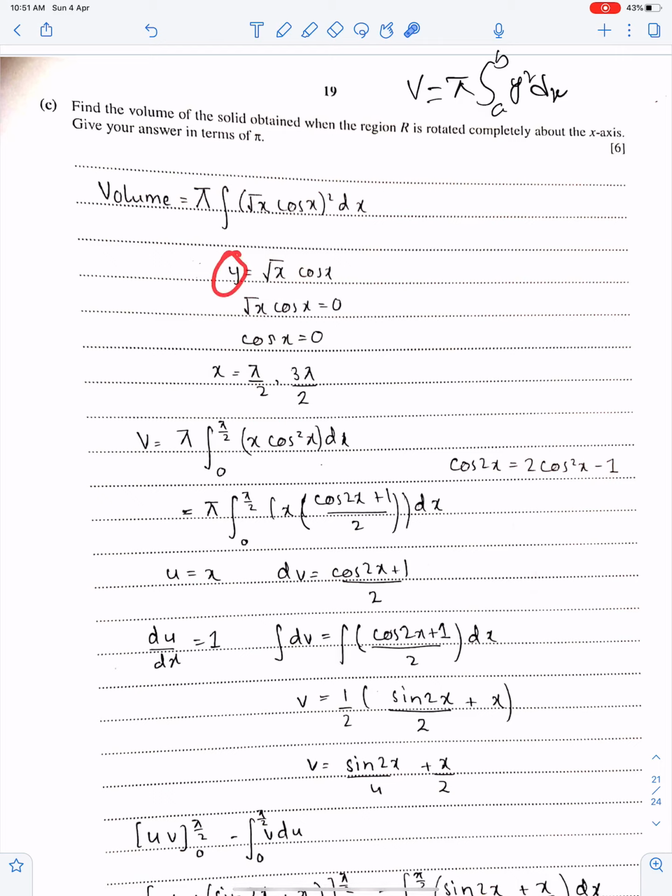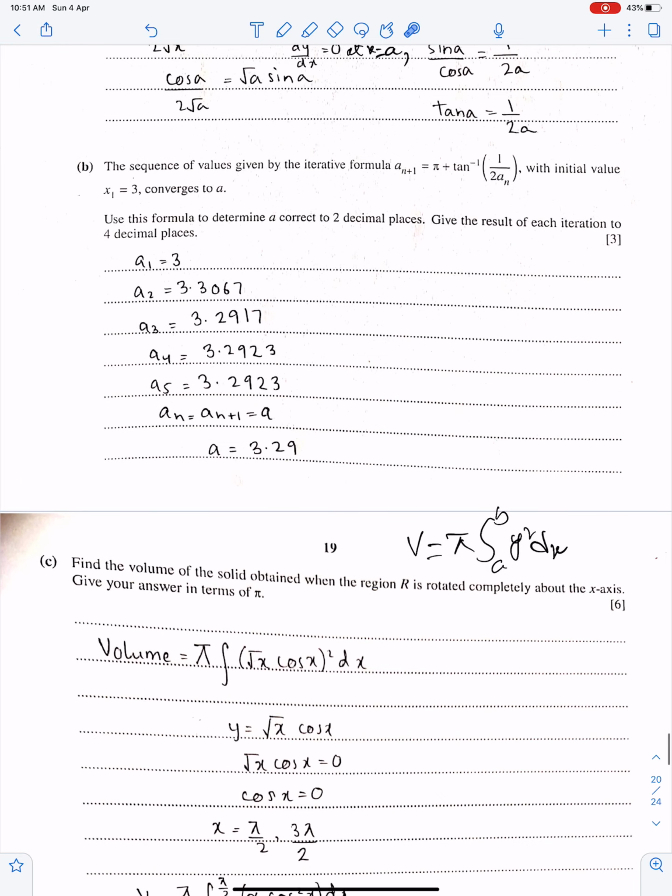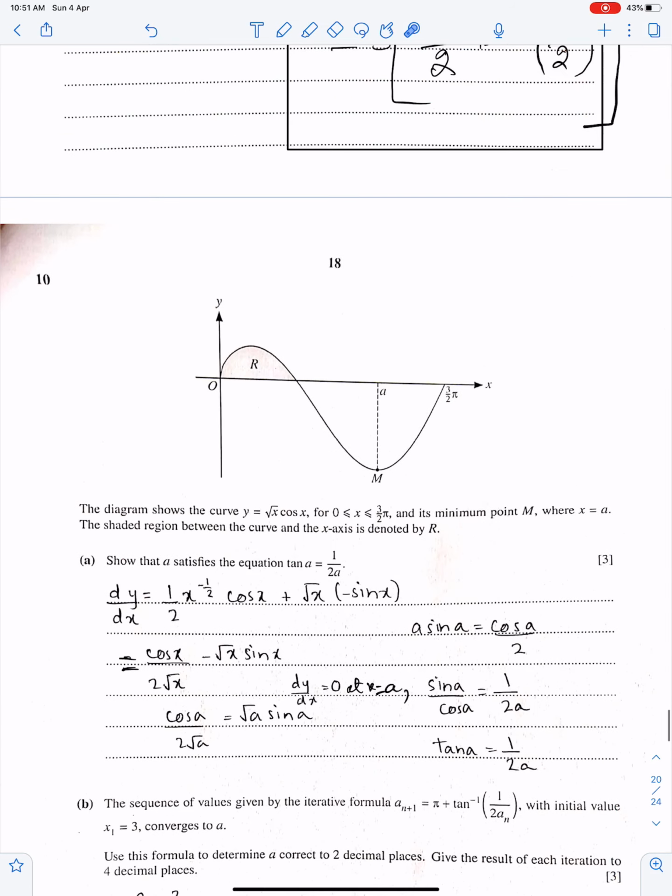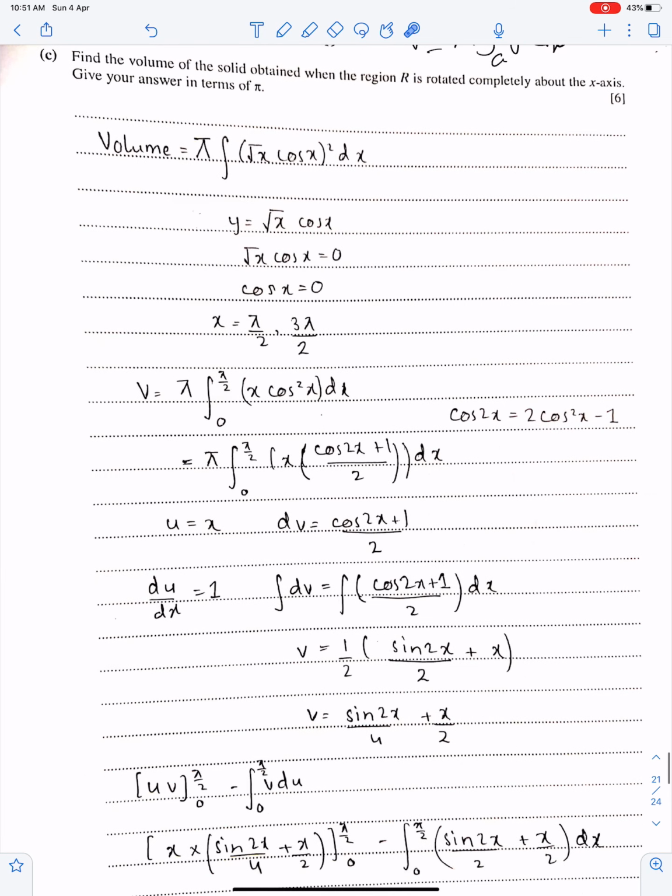Limits. For limits, y is 0. So you have 2 limits, pi by 2 and 3 pi by 2. This is the lower and this is the upper. You have to check this. Which area? Find the volume of the solid obtained when R is rotated. Where is R? R is here. So the limits are 0 and pi by 2. This is the upper limit and this is the lower limit. Now you have to check this.